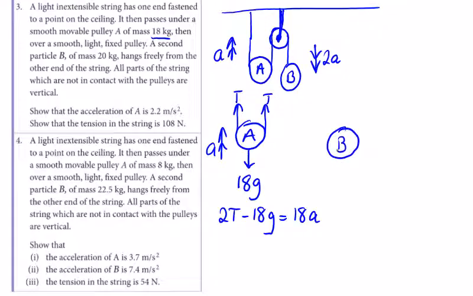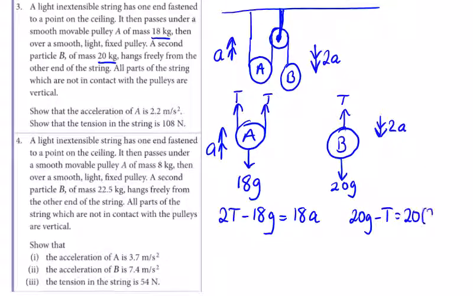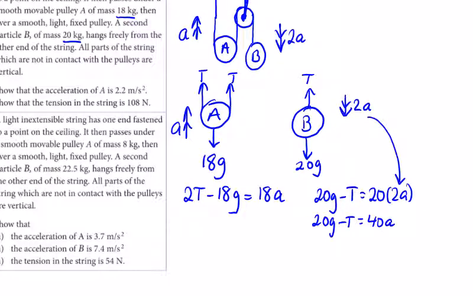And for B, with one string, with acceleration of 2a, and with mg, 20g hanging down, we can say that 20g minus t is equal to m, which is 20, times a, which is my 2a. So 20g minus t is equal to 40a. And if I divide this by 2, I get t minus 9g is equal to 9a. Minus 9g plus t, if I bring this across, is equal to 9a.